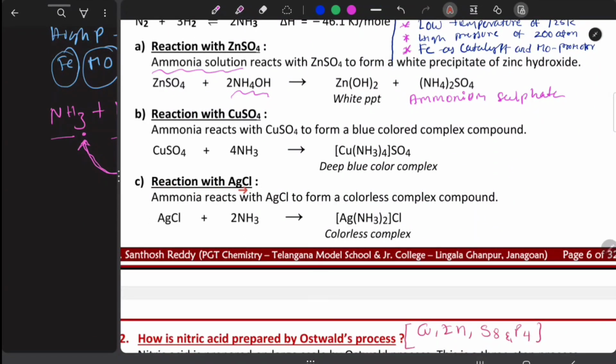Next one, reaction with AgCl, silver chloride, AgCl plus 2NH3. Here the metal Ag combines with these 2 NH3 molecules, whereas in the previous one the metal copper combines with 4 NH3. Ag, NH3 taken twice, keep all these in square brackets, and this Cl outside the square brackets, outside the complex, and a colorless complex will be formed. So this is a complex. Ammonia reacts with AgCl to form a colorless complex compound.